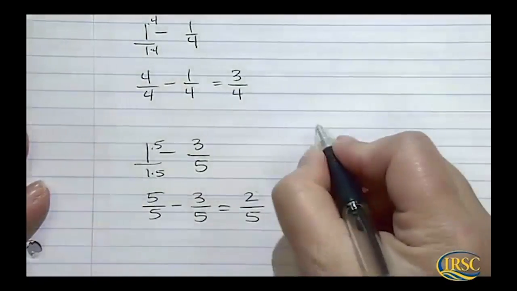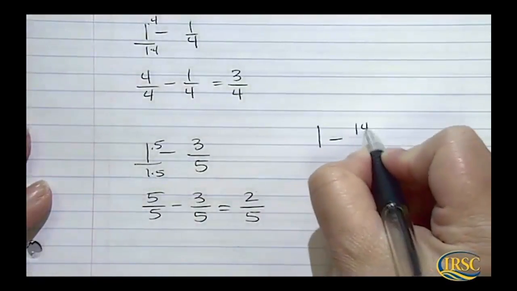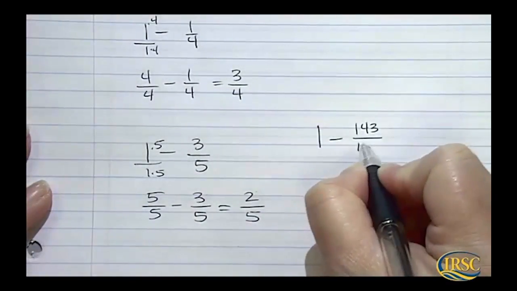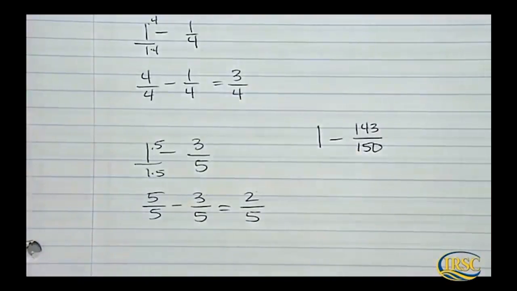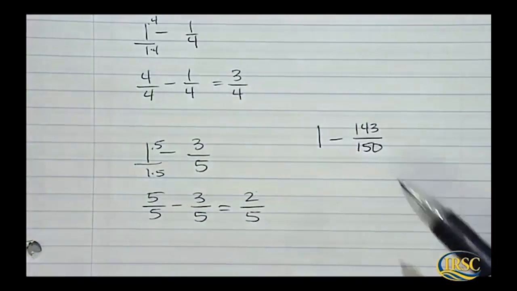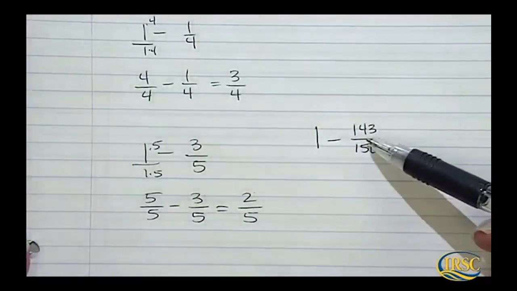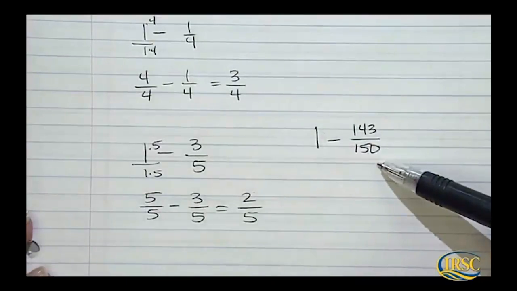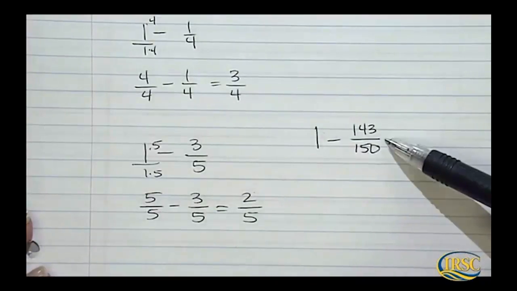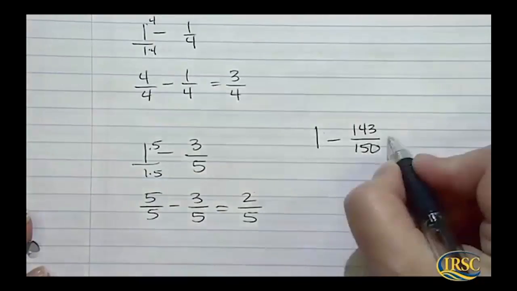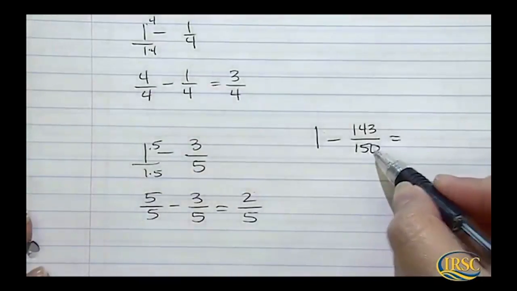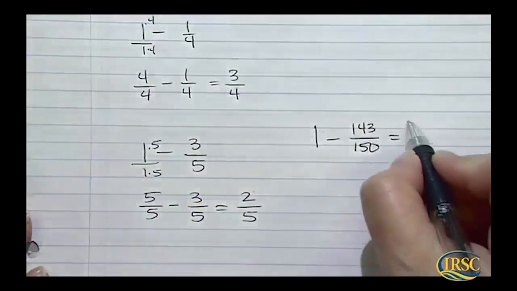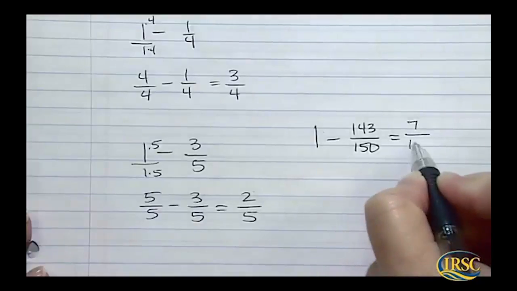So if we did 1 minus 143 over 150, we don't really have to go through the process of finding 150 over 150. The shortcut is, it's just going to end up being 150 over here. So what's 150 minus 143? Bottom number minus the top number is 7. And then you keep the same denominator.